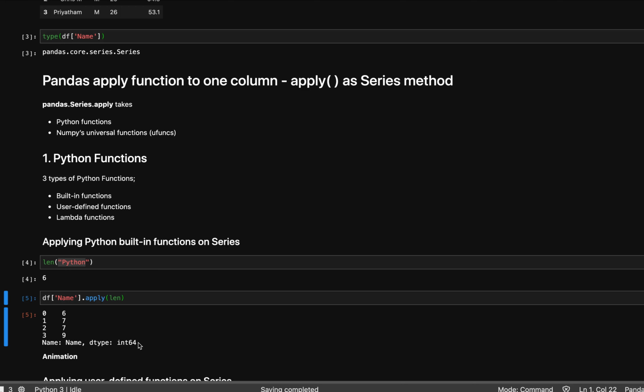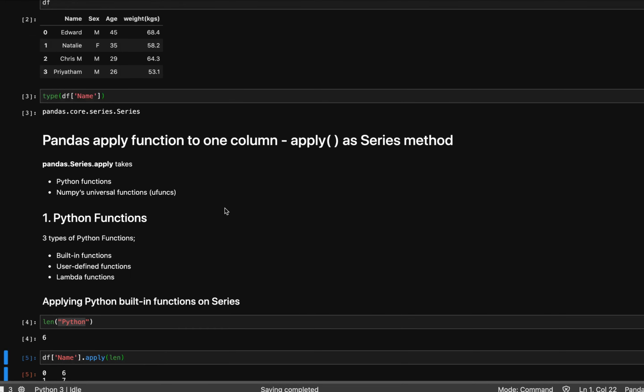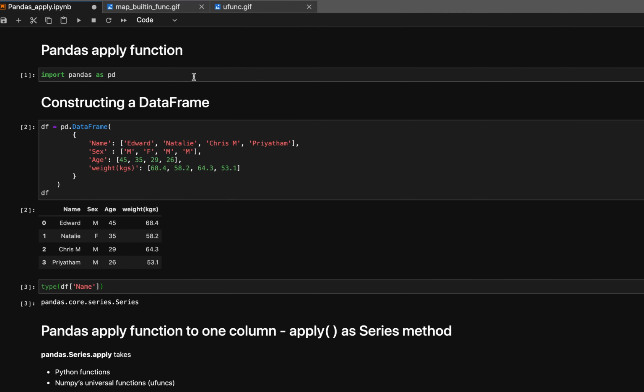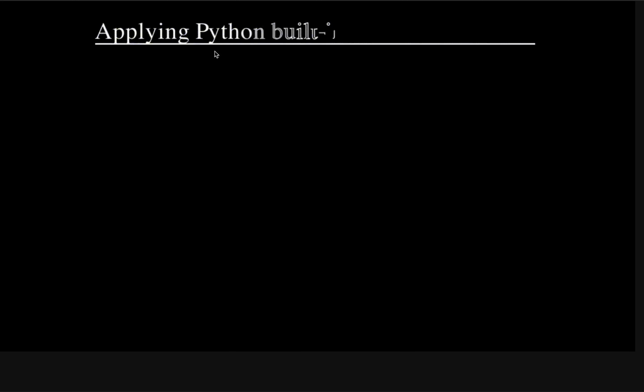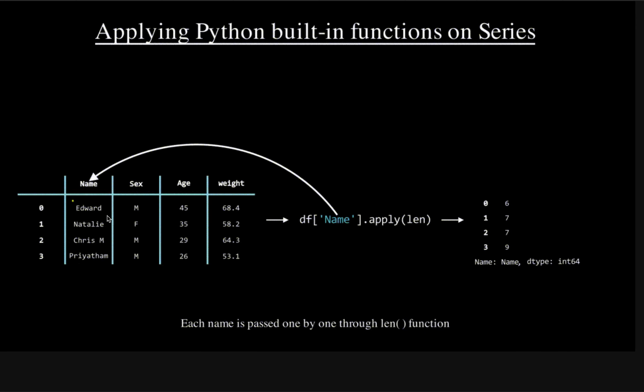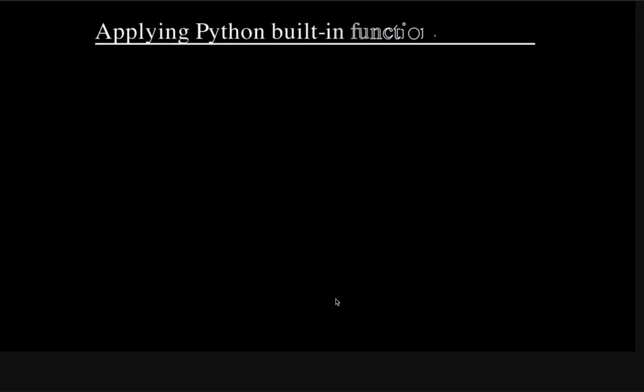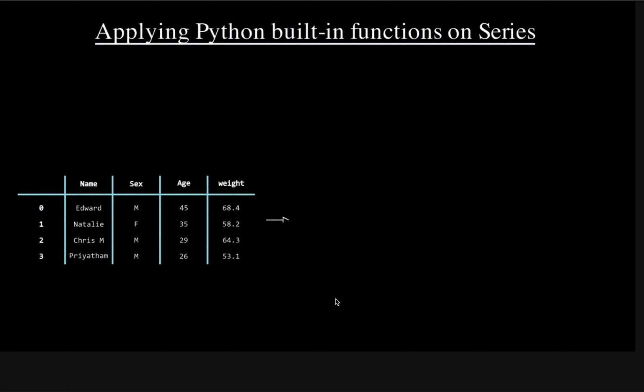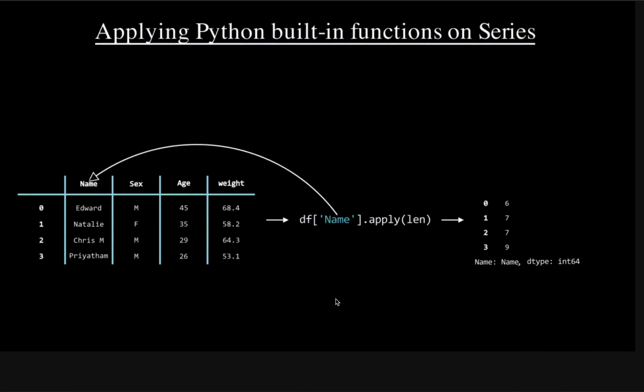I have constructed an animation for this purpose, to show how it will function, whatever I have seen in the code. Built-in functions are applied on a series. There is a data frame which we have seen, and we apply len on top of the name series. Each and every name goes through the len function and gives the length of that specific string. That's how the len function, the built-in function on top of a series, can be visualized here, which makes it easy for you to understand.